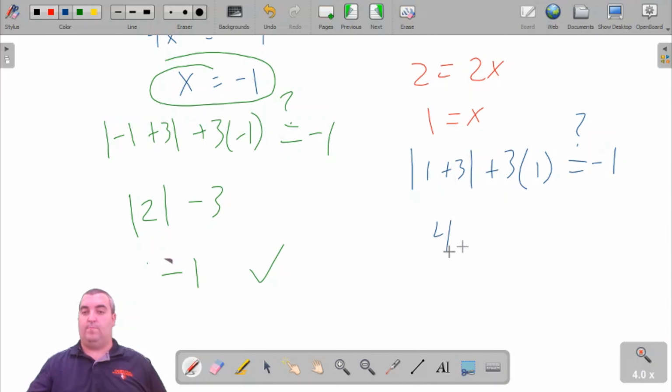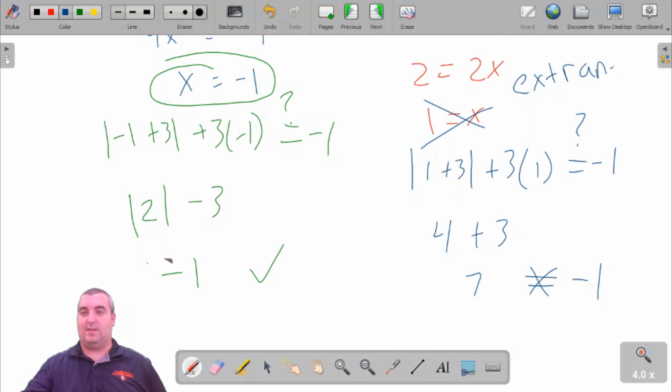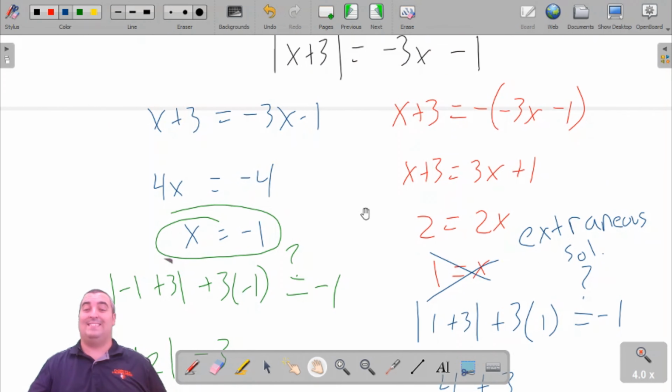Well, 1 plus 3 is 4. And then the absolute value is going to keep it 4. Plus 3 times 1 is 3. That's 7, which is not -1. So because this is not true, this solution does not work. Okay, this is what we would call an extraneous solution. Let me make sure I'm spelling this right. Extraneous solution. Okay, it's a solution that we got from our work, but it doesn't actually work because of the absolute value.